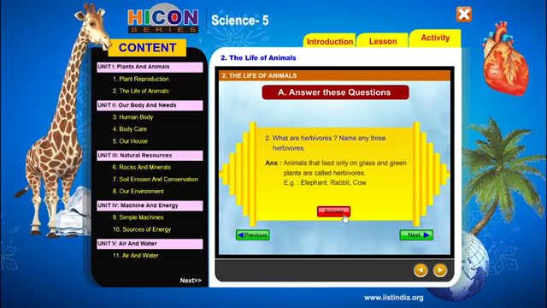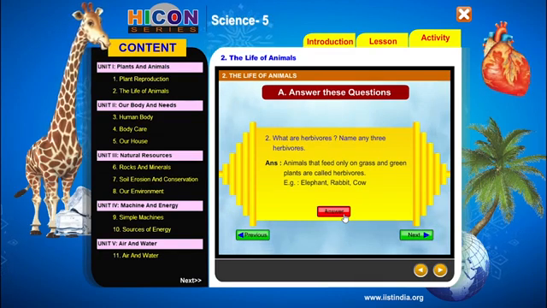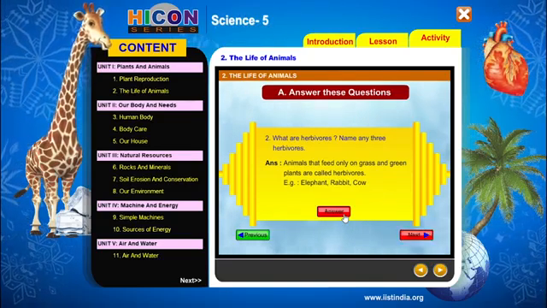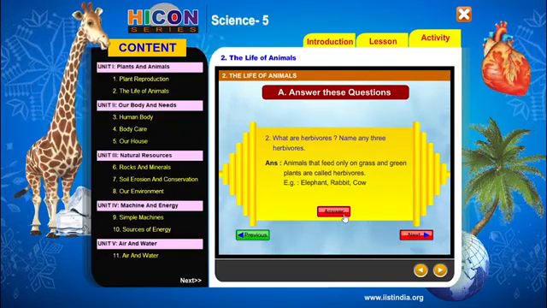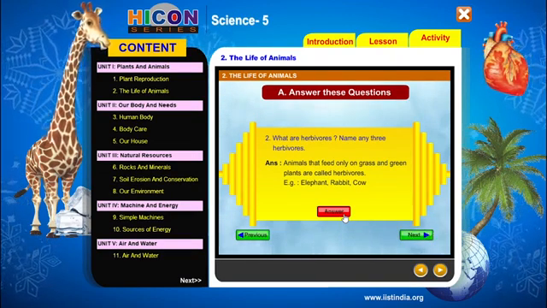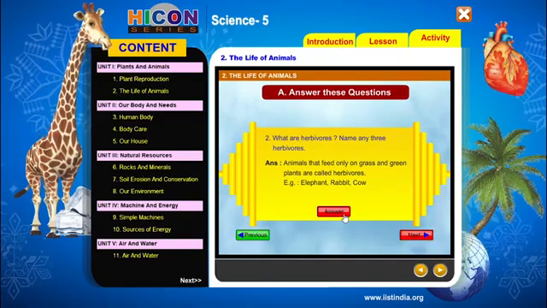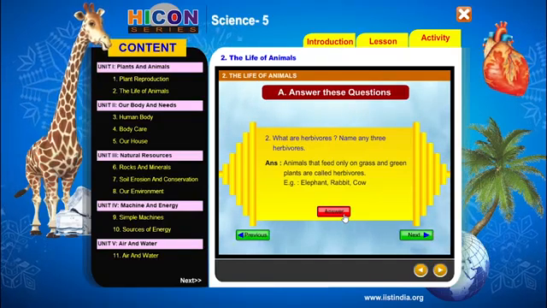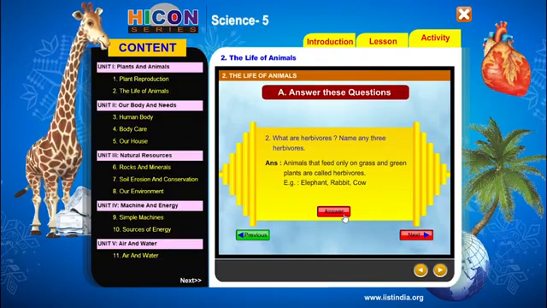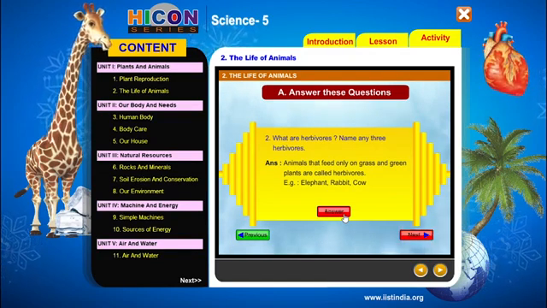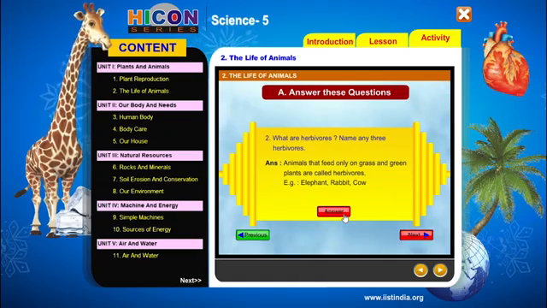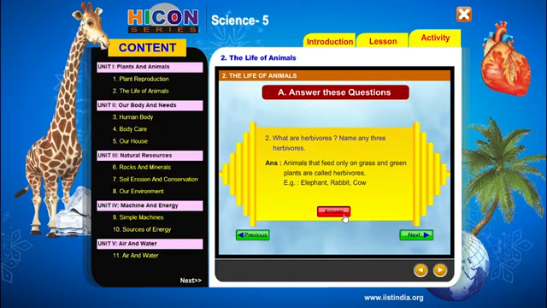The animals that feed only on grass and green plants are called herbivores. So children, the answer is: the animals that feed only on grass and green plants are called herbivores. These animals eat only grass and plants, and they do not eat flesh like carnivores. That's why these animals are called herbivores. Examples: elephant, rabbit, cow.